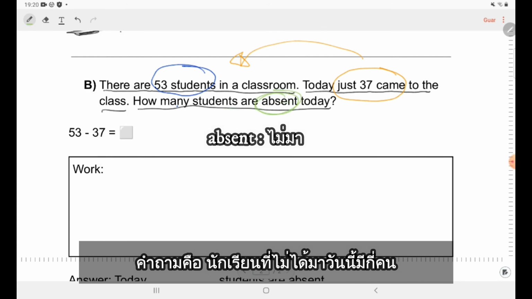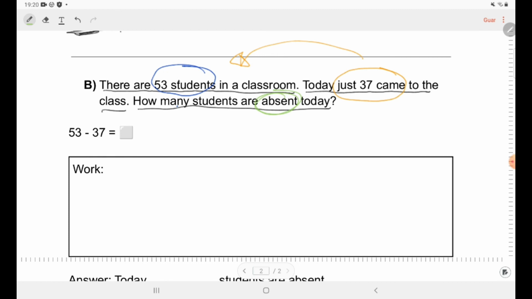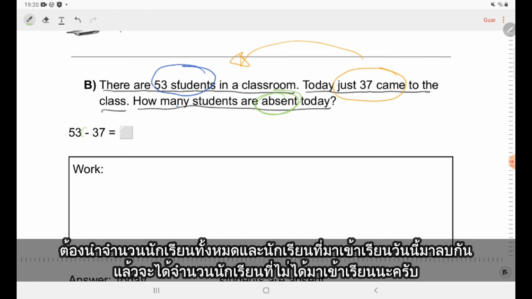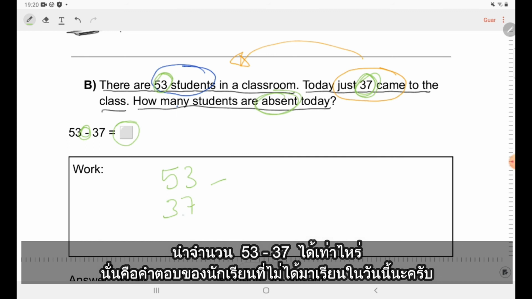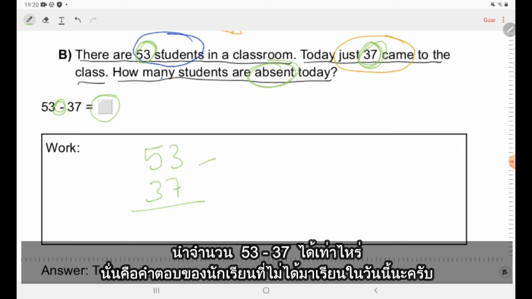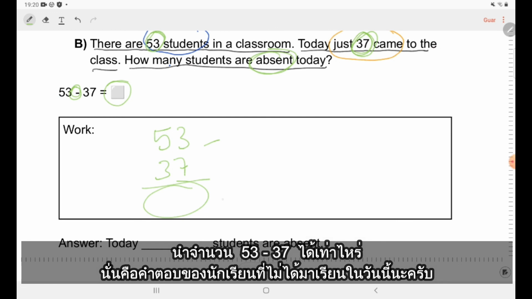Absent. So what should we do? We have to make a subtraction between the number of students in the classroom and the number of students that came. So we will get the number of students that are absent. You just have to do this: 53 minus 37. You will get the final sum, and you will fill the same number here in the answer, which is how many students are absent today.